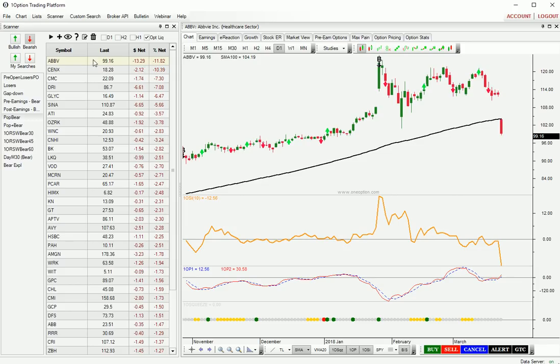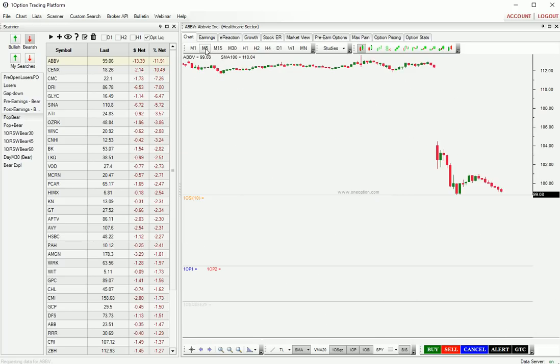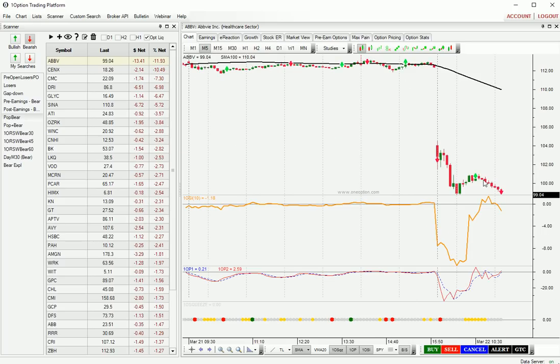So first we're going to use this search, and here is ABBV. You can see that compression up in here, yellow dots at the bottom, and that big breakdown, in fact, through the 100-day moving average. This is a major breakdown. Obviously, there's some news on the stock because it is down $13. But there were opportunities. I'll go to a 5-minute chart early in the day.